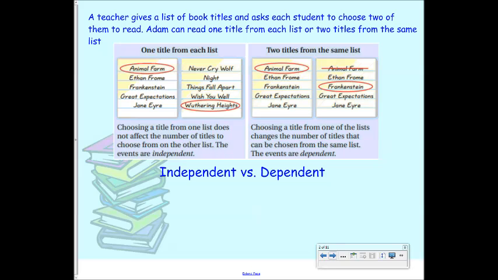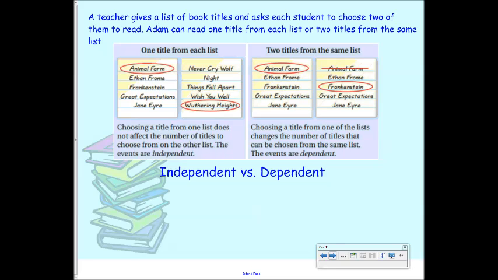So we're going to talk today about what it means to be independent versus dependent. If you were to tell me what those words mean, what would you tell me? Alone, okay. Independent means alone. All right. Dependent means you rely on something else. Exactly. So independent versus dependent events in probability mean one of them depends on something else, the other one does not.